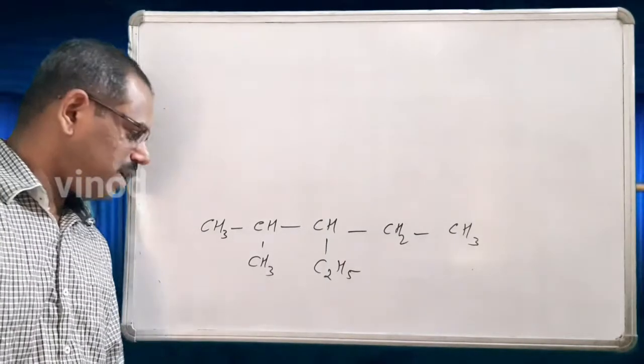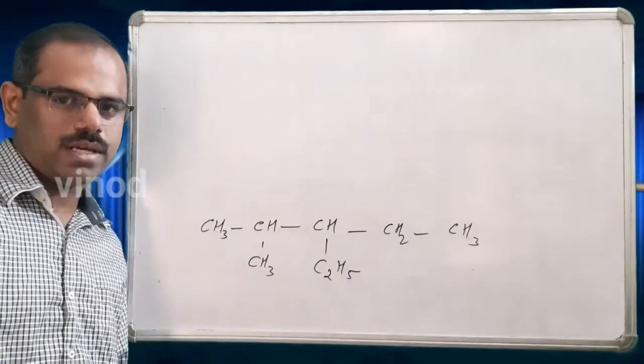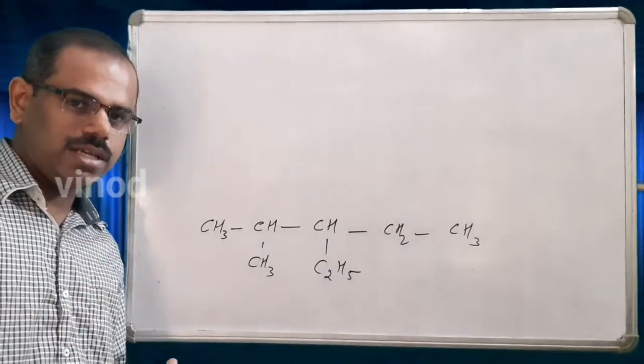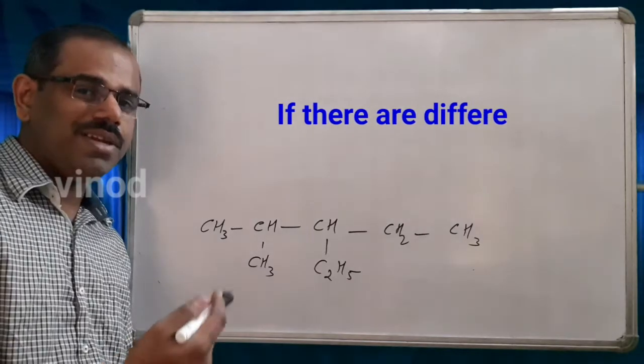See this example. Here we have 2 different substituents. If different substituents are in a chain, how do we name?